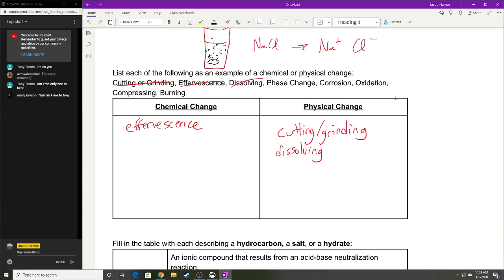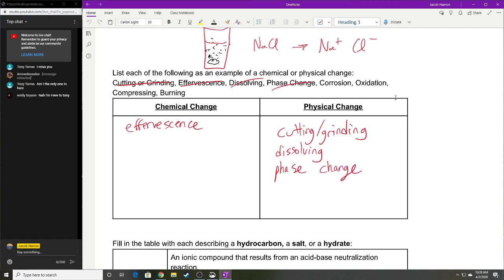Next, we have a phase change. I just gave you an example of one. You put water in the freezer, you freeze it. That is a phase change. It's going from liquid into solid water. But when you do that, it's still water. So phase change is going to be a physical change.